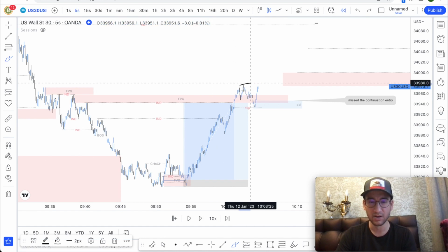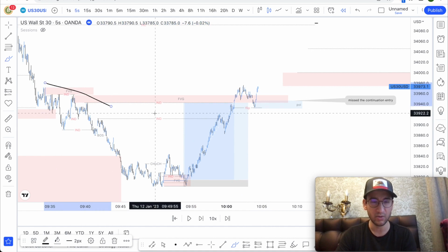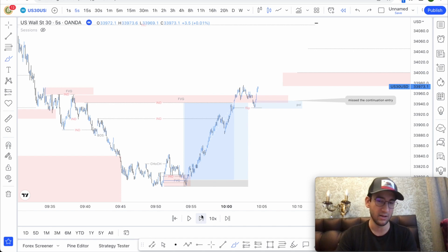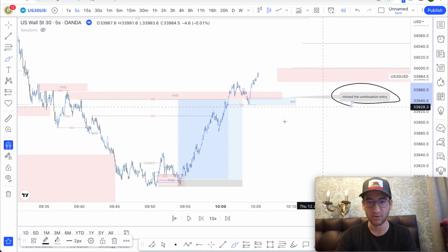Also, this high's objective is to take out the liquidity over here, which it just did. This is all the liquidity that you see here, and now price wanted to confirm that it's going bullish from here. So now this is new structure that we're working with. However, I missed this entry. This is the continuation entry.